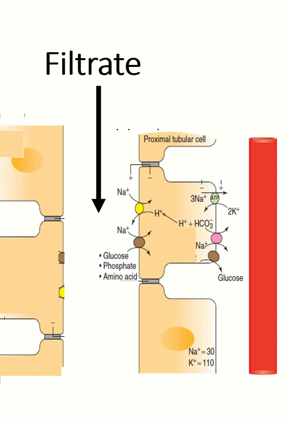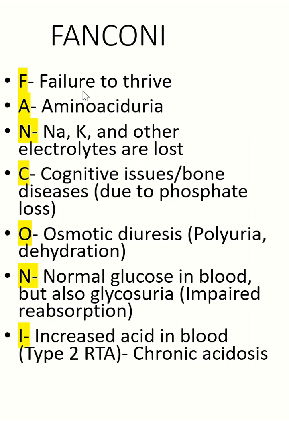So how do I remember Fanconi syndrome better? You can remember this mnemonic, Fanconi itself. F stands for failure to thrive. The baby is not able to grow properly. There is growth retardation, and there is amino acid in the urine, aminoaciduria. All electrolyte imbalances will be there because sodium is lost, potassium is lost. Cognitive issues or bone diseases will be there due to phosphate loss mainly.